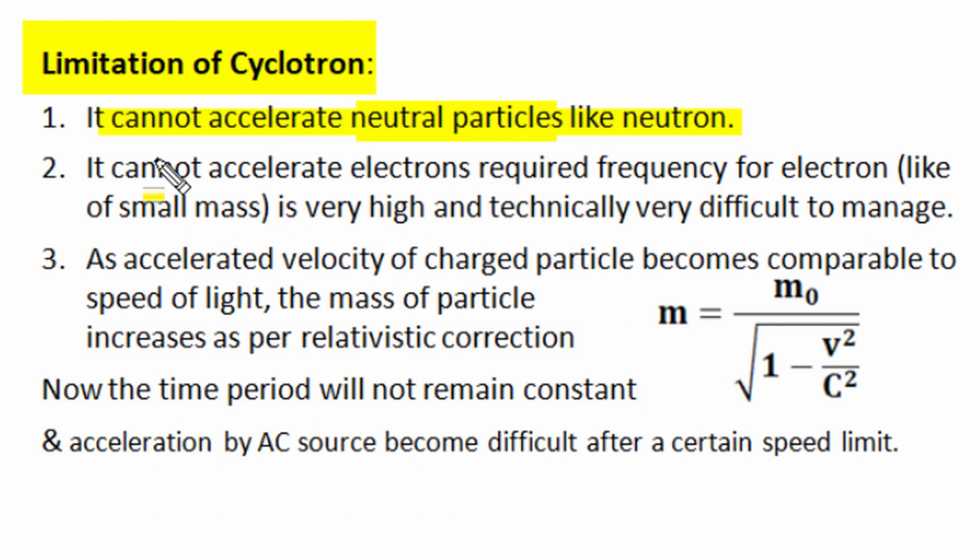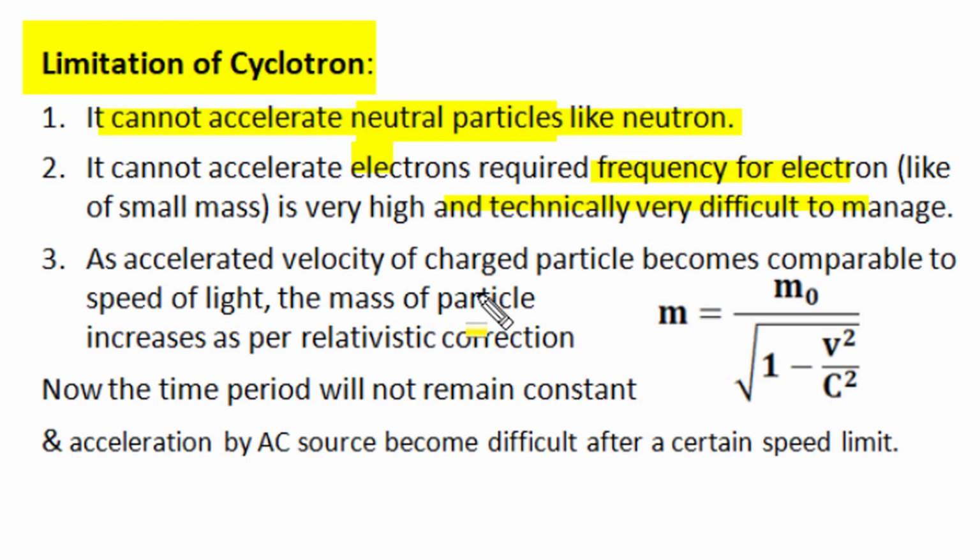Now it cannot accelerate electrons, as the electron, having the highest charge to mass ratio, has a very high frequency of circular motion in a magnetic field due to the high value of charge to mass ratio, and such high frequency radio frequency sources of stable nature are rarely available, so technically it is very difficult and unmanageable to accelerate electrons in a cyclotron.